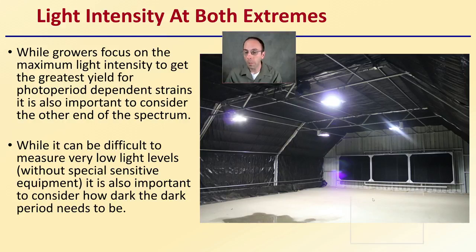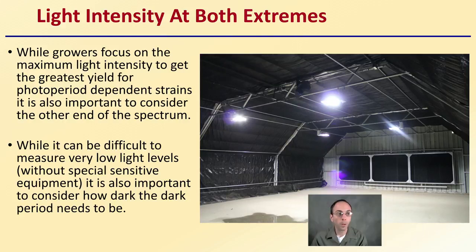Light intensity at both extremes. While growers focus on the maximum light intensity to get the greatest yield for photoperiod dependent strains, it's also important to consider the other end of the spectrum. While it can be difficult to measure low light levels without special sensitive equipment, it is also important to consider how dark the dark period needs to be.